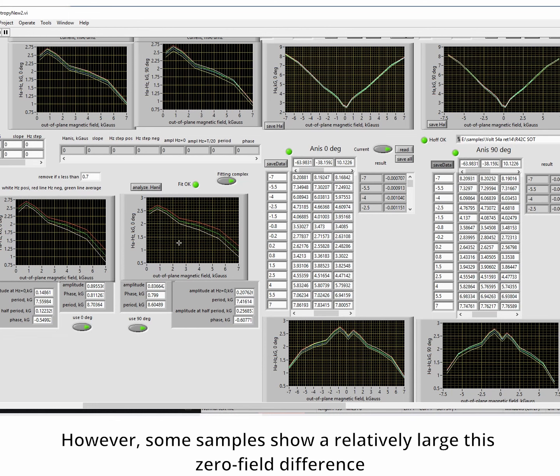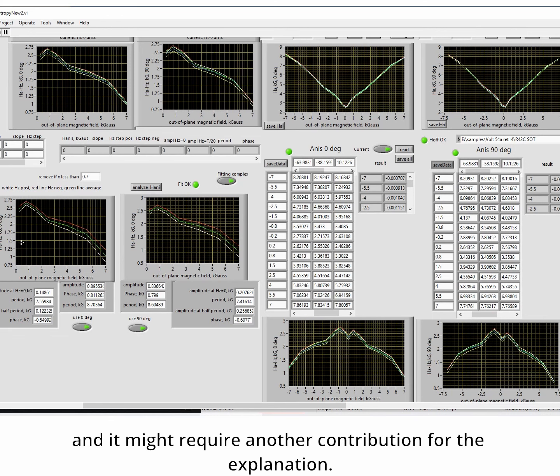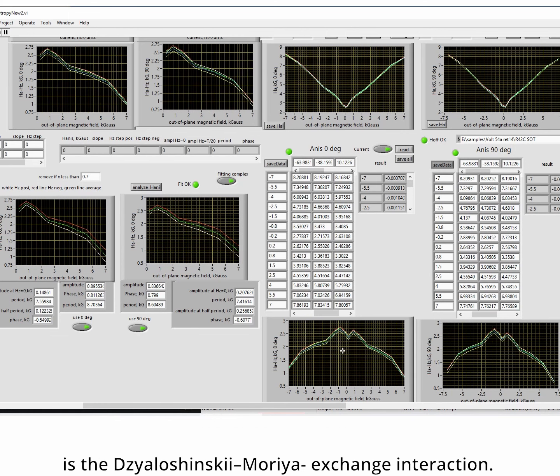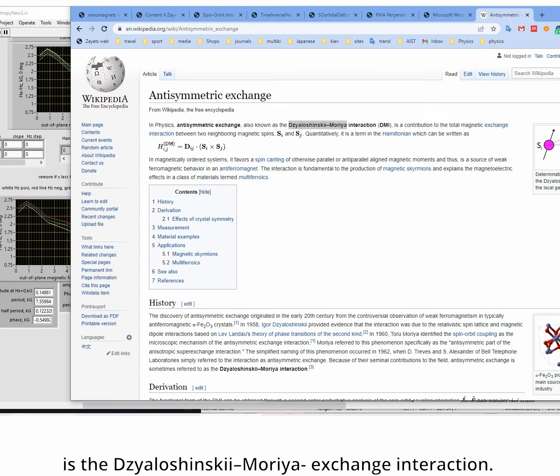However, some samples show a relatively large zero field difference, and it might require another contribution for the explanation. One possible mechanism which may contribute to this difference at zero field is the Geolocian-Maury exchange interaction. You can read about it maybe here in Wikipedia.